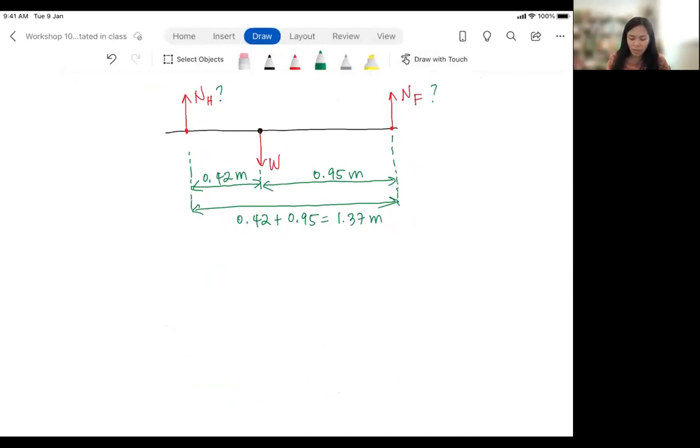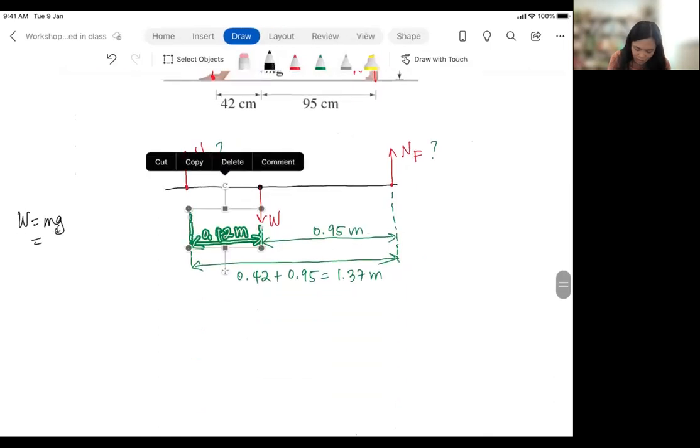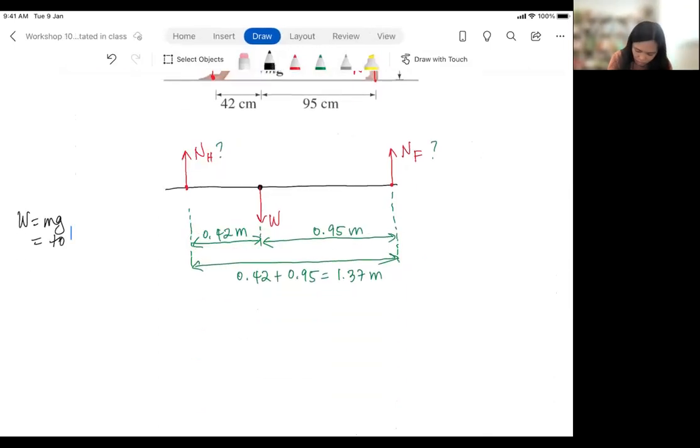So we're given the mass. So as usual, we can find the weight, mass times gravitational acceleration. The mass is given to be 70 kilograms, 70 kilograms times 9.8. So we have a weight force of 70 times 9.8, 686 newtons for the weight force. So we can already put that, 686 newtons for the weight force.